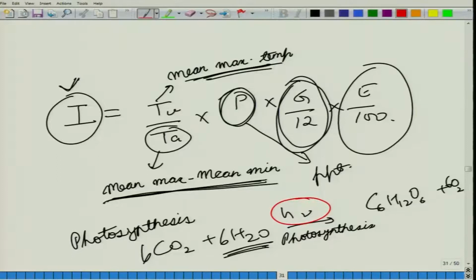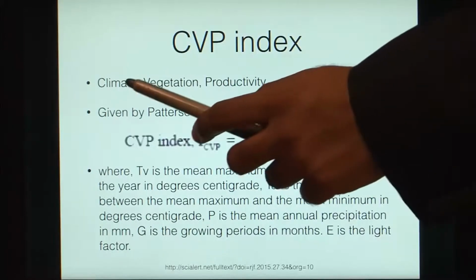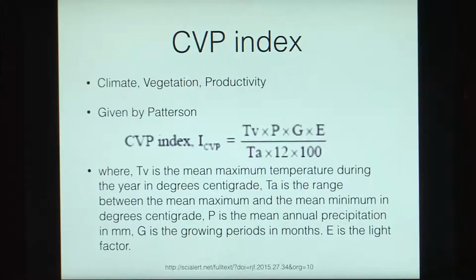So, E by 100 gives you a light factor, or in some cases it is also referred to as your potential evapotranspiration. So, coming back to the slides, the CVP index measures your productivity in terms of the climate and the vegetation. So, this is one way in which you can find out the site quality in an absolute term.